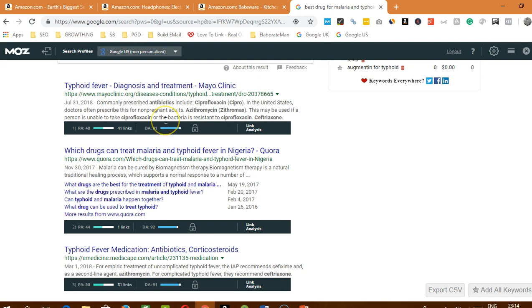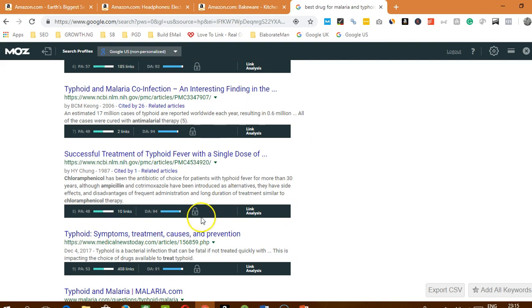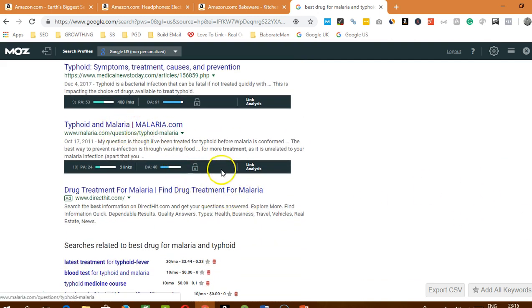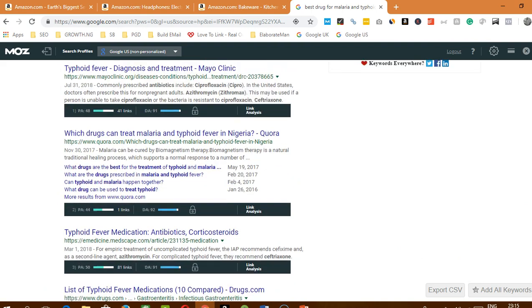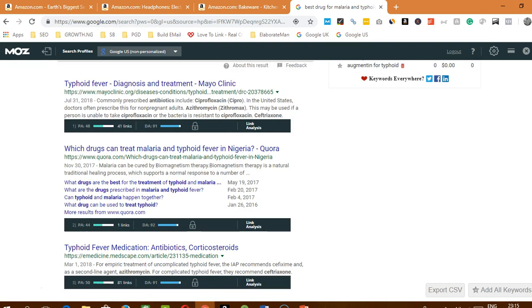So DA is always out of 100. This particular domain is scoring 91, this one 92, this one 91, this one 88, 92, 92, 94, 94, 91, and this one 40, malaria.com. So now, the point there is this. There are so many pages on this particular topic on Google, and there are so many authority sites already on it.